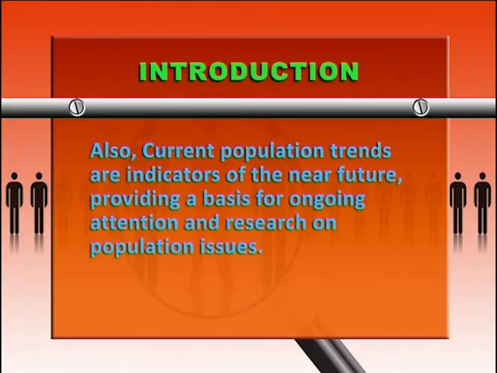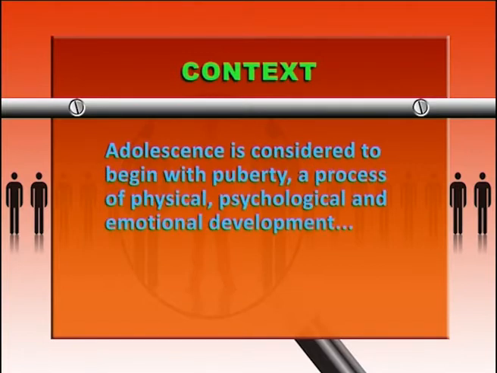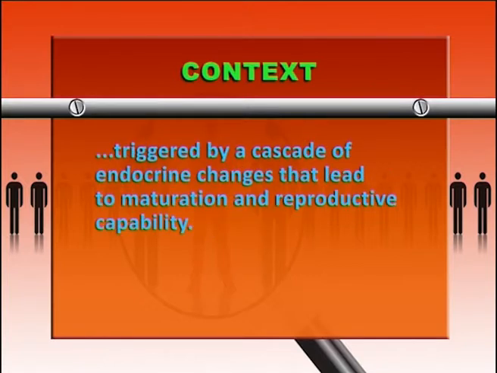Also, current population trends are indicators of the near future, providing a basis for ongoing attention and research on population issues. Adolescence is the period of transition between childhood and adulthood. Adolescence is considered to begin with puberty, a process of physical, psychological, and emotional development triggered by a cascade of endocrine changes which lead to maturation and reproductive capability.